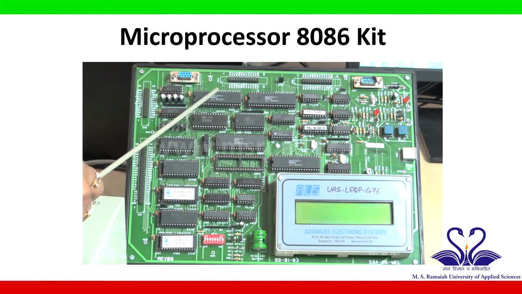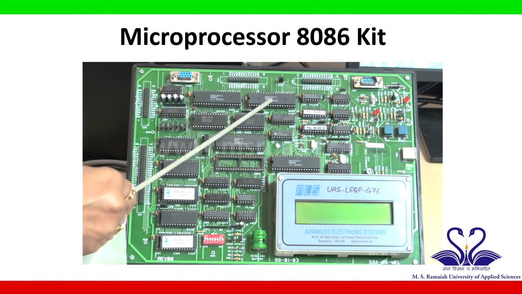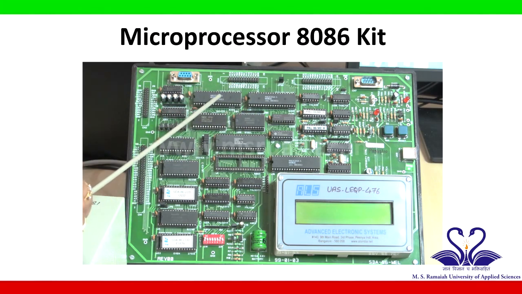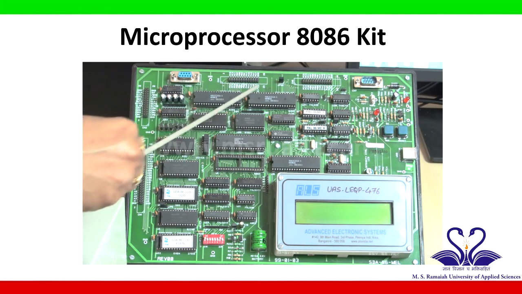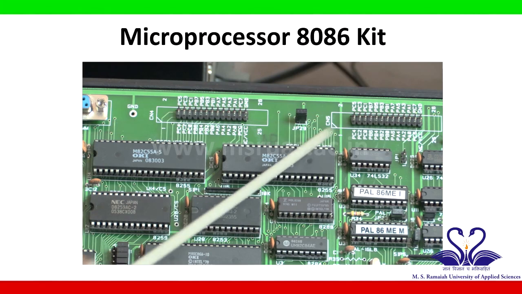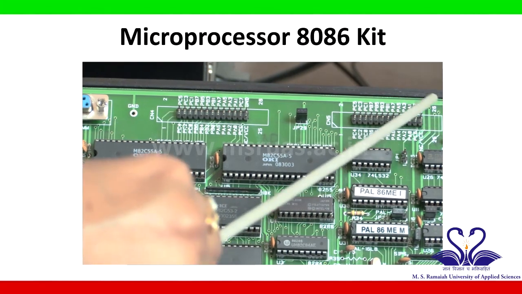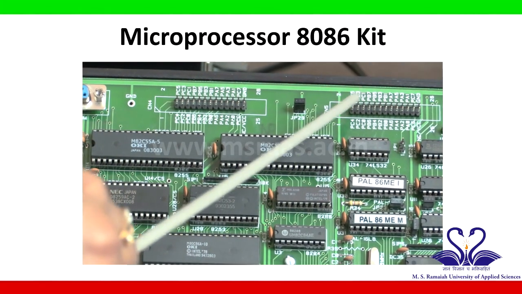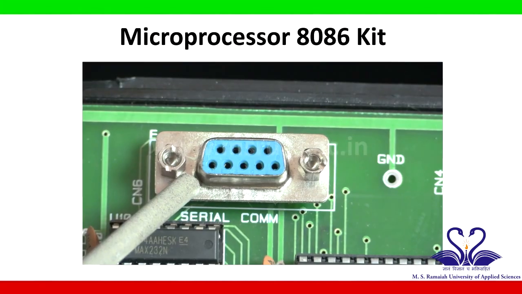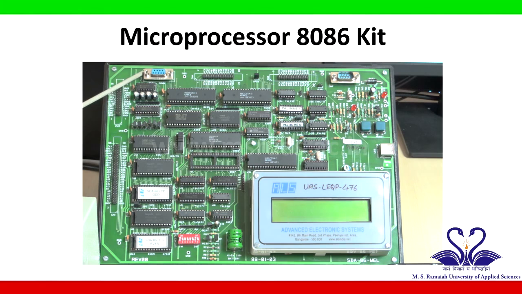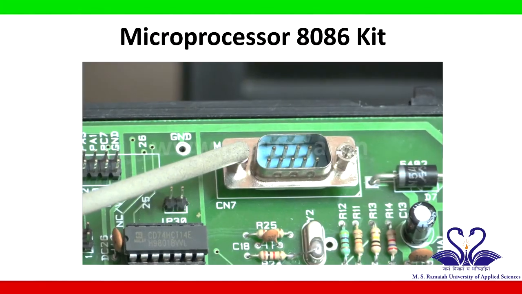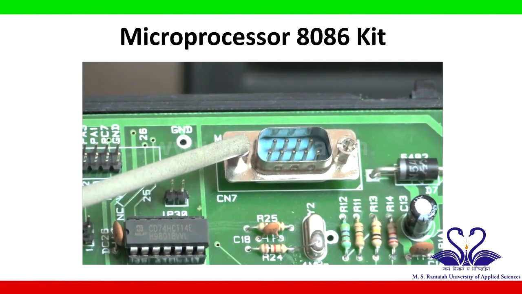It has two 8255 ICs and these are for programmable peripheral interface. These pins are brought out for external connection here, and this IC's pins are brought out for external connection here. Serial communication is done using RS-232. So, to connect the external pin, we have this serial communication port. This port is to connect the external power supply.